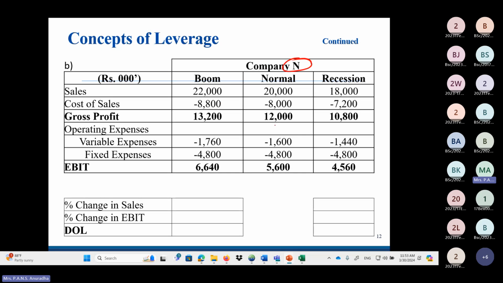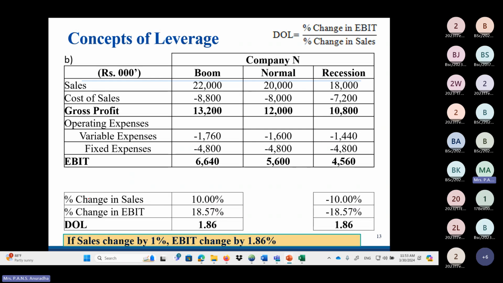So you can calculate profit like this, change in cost of sales, variable expenses at 10% like this. So you will get the answer 1.86. So for company N, degree of operating leverage is 1.86.